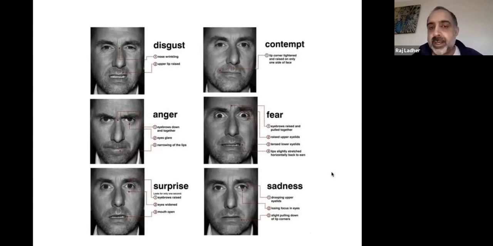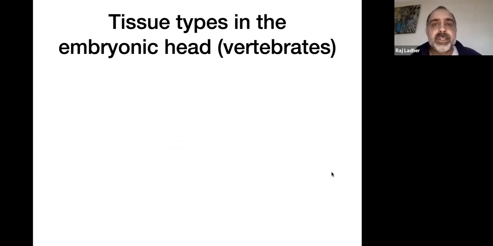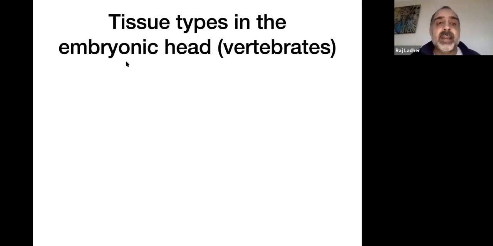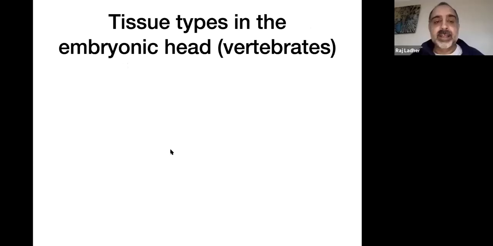And so when we think about the tissue types in the embryonic head, as a kind of review, can you tell me what tissues we should be thinking about when we're thinking about this part of our body? In the embryonic head, what's there? Anyone? The brain. Yep, that's one. Then you have muscles and blood vessels and skin. Yeah, exactly. So all of these.